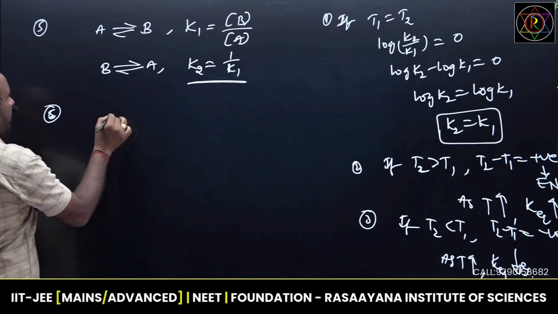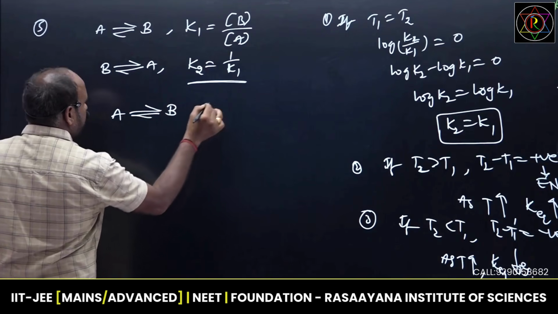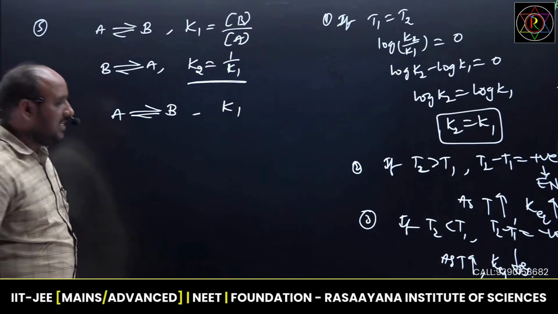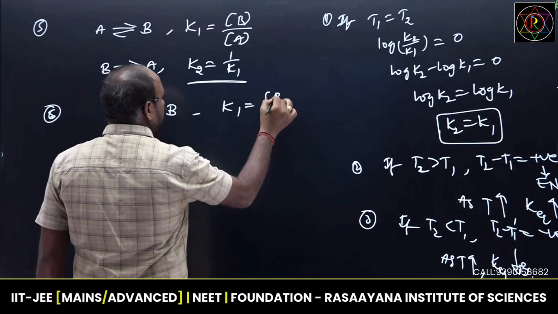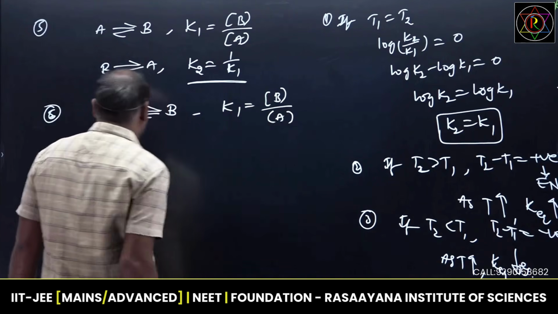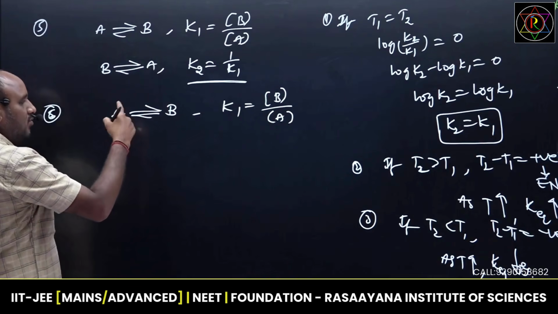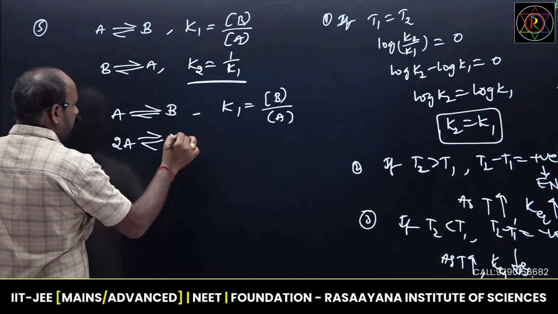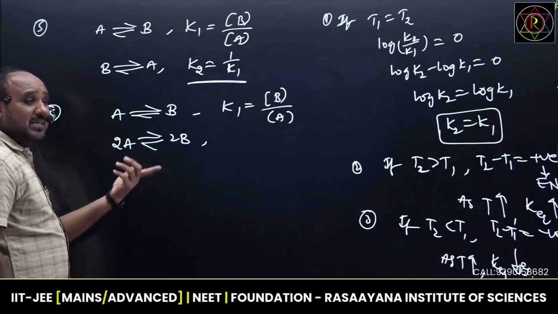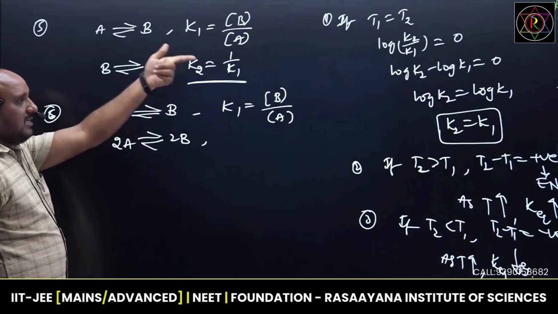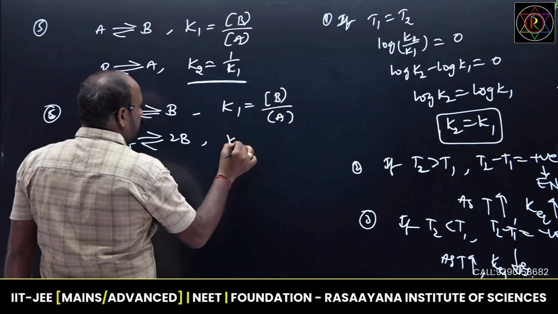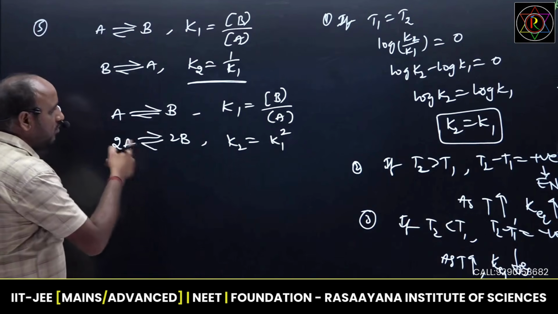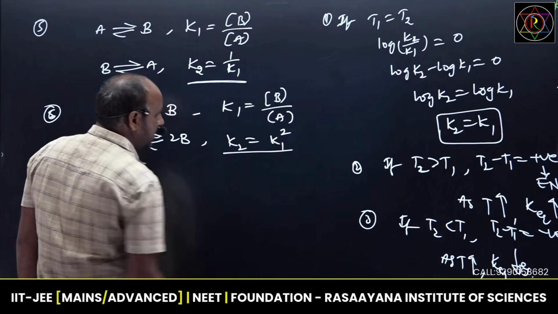Next, if A is in equilibrium with B, whose equilibrium constant is K1, how do we write this K1? Concentration of B by concentration of A. If the number of moles of reactants A and B is doubled, that means 2A is in equilibrium with 2B, right? The number of moles increases, so the coefficient comes as a power. Therefore K2 is written as K1 power 2. Now the coefficient 2 is there, therefore K2 equals K1 square.